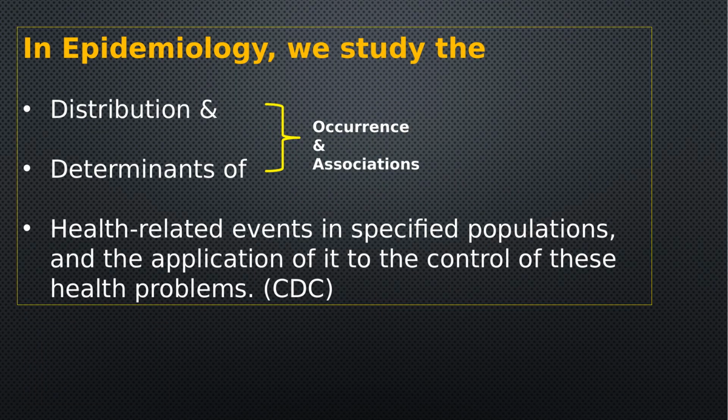Epidemiology looks at how health events are distributed in groups and what determines their occurrence and associations. It studies who gets sick, when and where, and why patterns exist. By measuring these distributions and identifying determinants, epidemiologists inform strategies to prevent and control health problems at the population level. In short, it combines observation and analysis to guide public health actions and reduce disease burden.